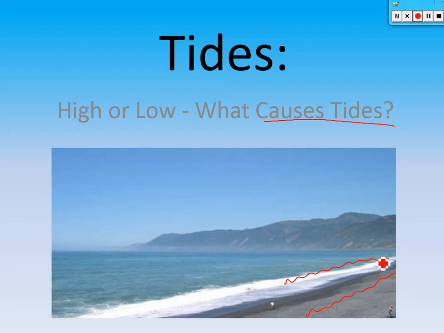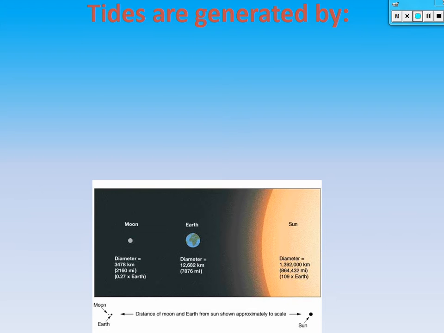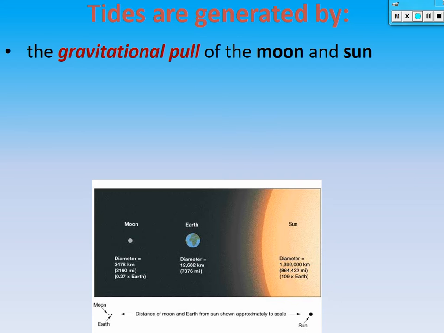So please have your Chapter 6 guided notes open and be filling out the information as we go through these slides. Okay, let's get started. Tides are generated by a couple of things. Tides are generated by the gravitational pull of the moon and the sun. So it's this force of gravity between the Earth and the moon and the Earth and the sun that's responsible for that water going up or going back down during low tide.